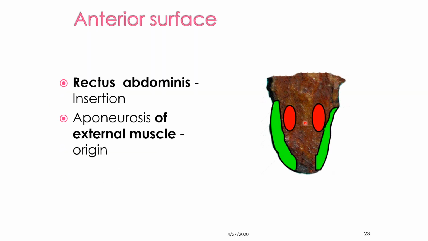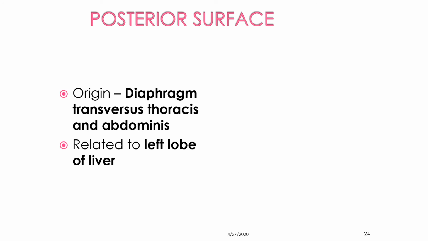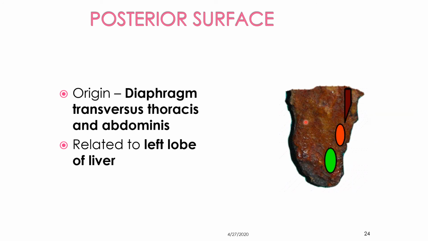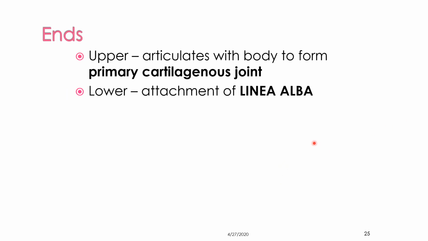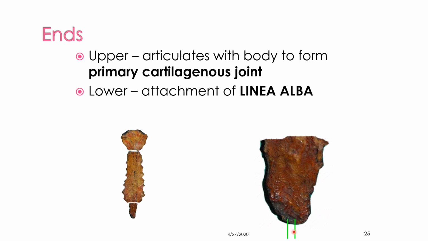What will be the attachments? On the anterior surface will be the insertion of the rectus abdominis muscle and the aponeurosis of the external oblique muscles. On the posterior surface, it gives attachments to the diaphragm, the transversus thoracis muscle of the thorax and the transversus abdominis muscle, and it is also related to the left lobe of the liver. What about the ends? The upper end articulates with the body forming the primary cartilaginous joint, and the lower end gives attachment to the linea alba. This is the linea alba.